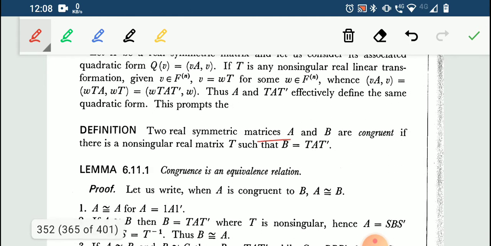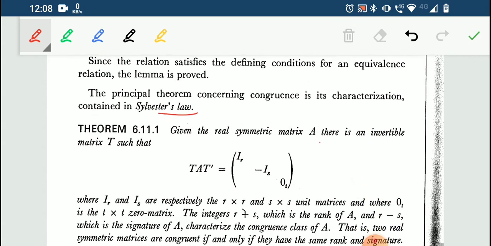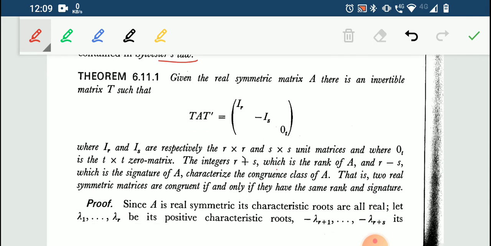Two real symmetric matrices A and B are congruent if there is a non-singular real matrix T such that B is equal to TAT'. So we got TAT' as a diagonal matrix. I can take it as some other matrix B or D. So D will be congruent to A.